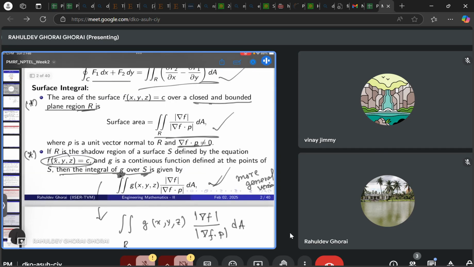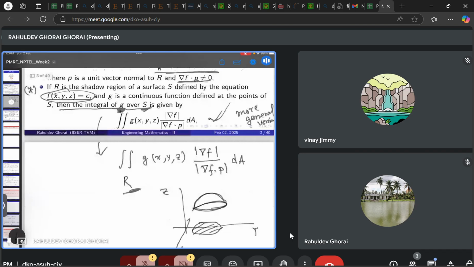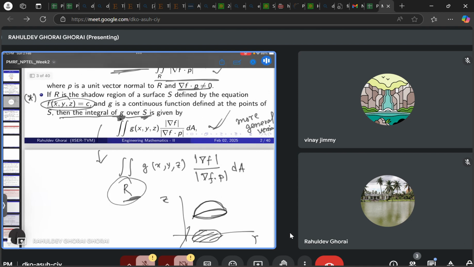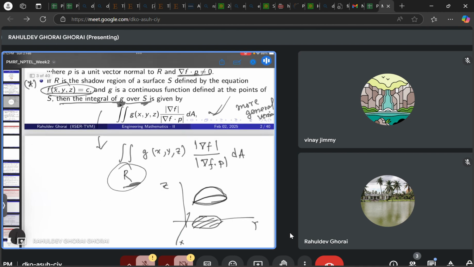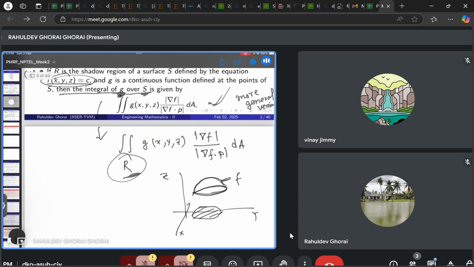You know the surface area over a plane, which is why you always project onto a plane and then do the integration. So here R is the projected region. This is the f function, and g is some other function. If you want to find the integral of g over the surface f, then you take this.